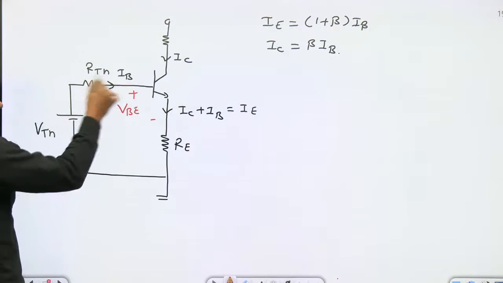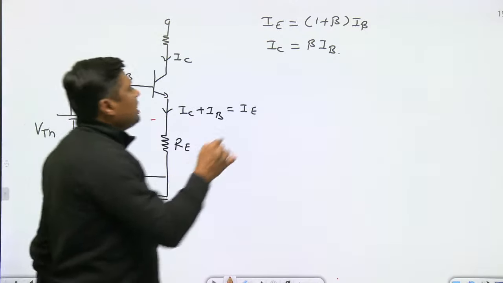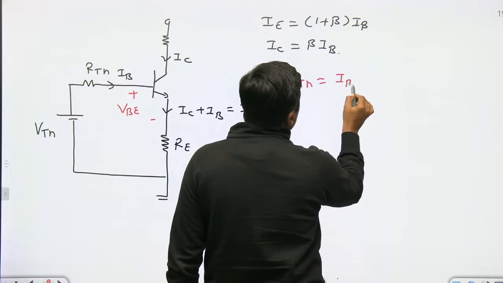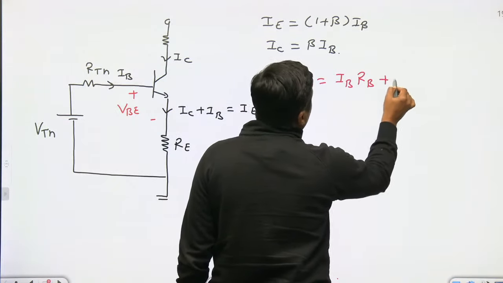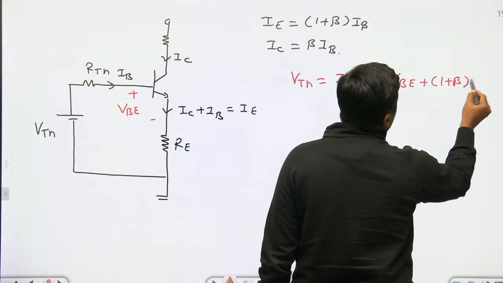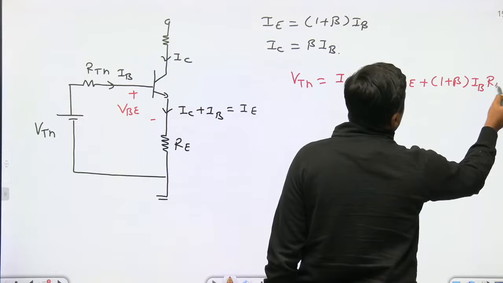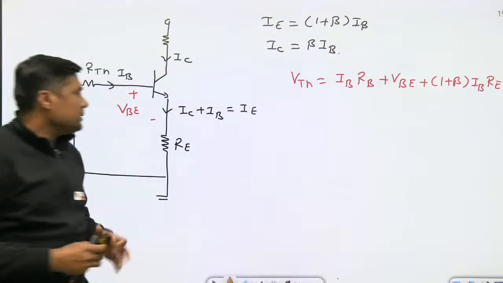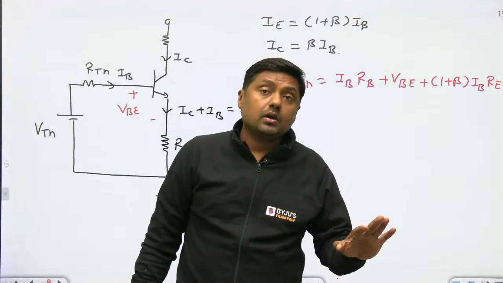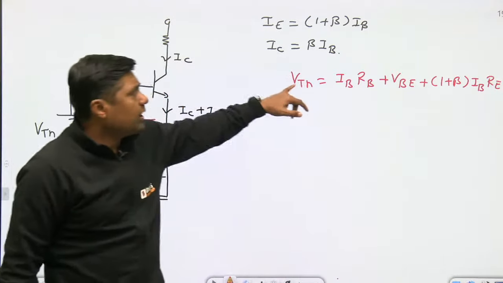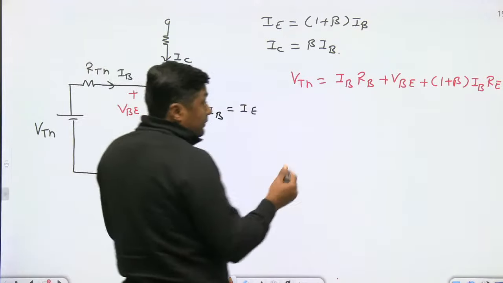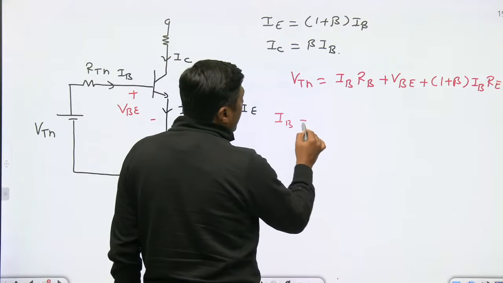write down the KVL in this loop. When I am writing the KVL, it will become VTH is equal to IB into RB plus VBE plus (1 plus beta) times IB into what? RE. Always remember this IC plus IB is replaced by (1 plus beta) times IB. Right? Directly you can get the IB from this. Or if it is possible, then please revise this formula.